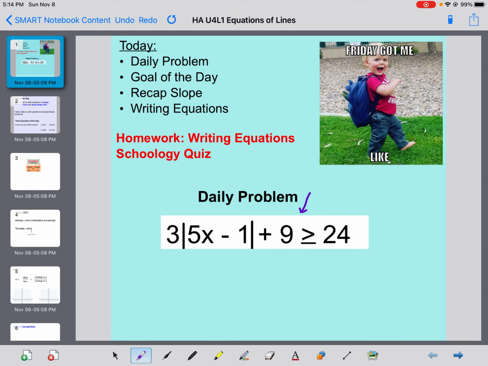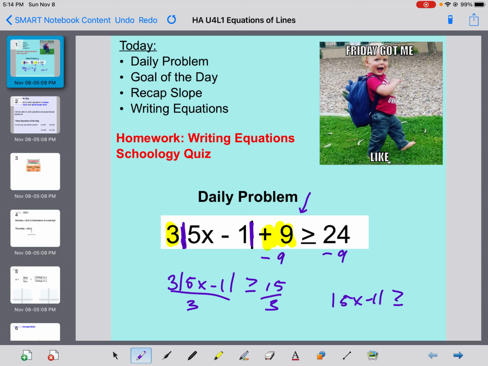So when we are working with absolute values, we want to take care of the stuff on the outside first. This is a callback to chapter 1. So I would start by subtracting 9, getting the stuff out of there next to the absolute value. And you'd have 3 times the absolute value of 5x minus 1 is greater than or equal to 15. I'd divide by 3. You'd get the absolute value of 5x minus 1 is greater than or equal to 5.